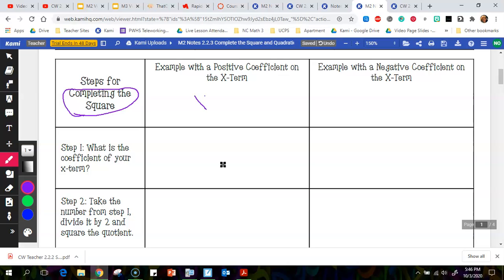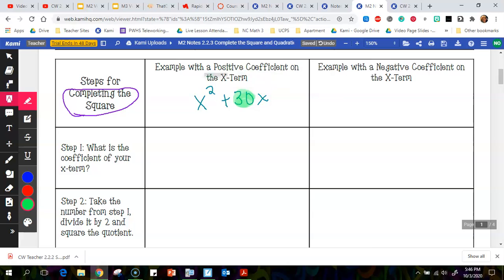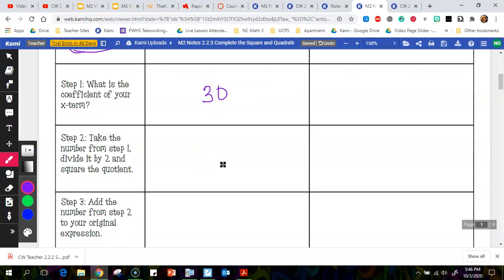So let's look at an example. Let's say we have x squared plus 30x, and we need to complete the square in order to be able to factor. It would be an equation, but we're just going to do the left side of the equals first. What is the coefficient of your x term? When they're talking about the x term, they're talking about the term right here that goes with the x, not the middle term in this case. So the coefficient of the x term is 30. Next step says take the number from step 1 and divide it by 2 and then square that. So 15 squared is 225. And that's the number I'm looking for, 225.